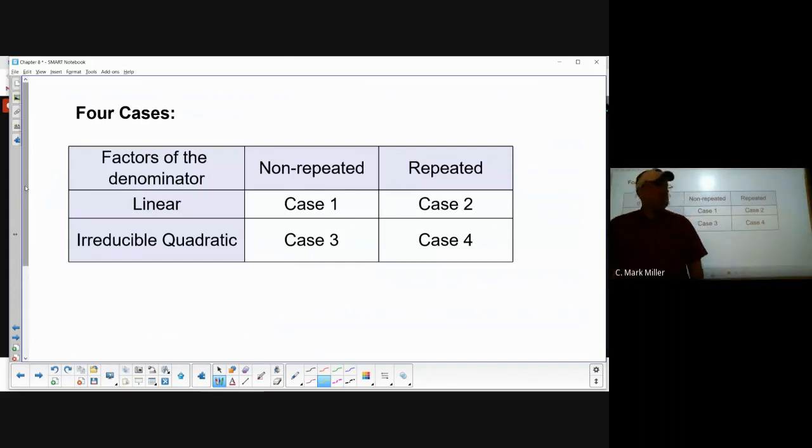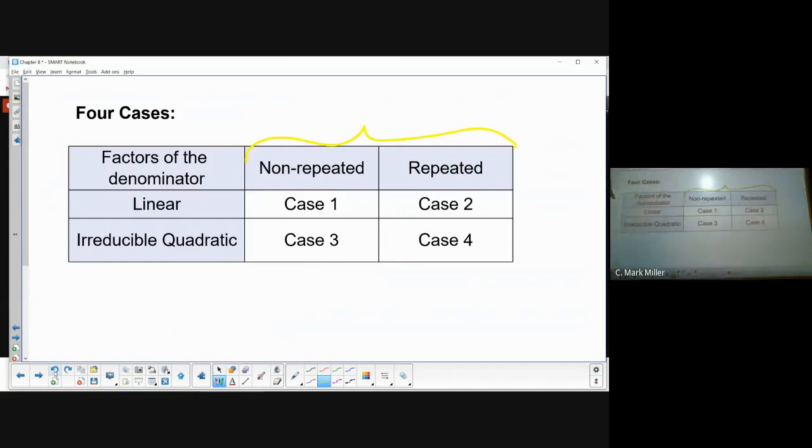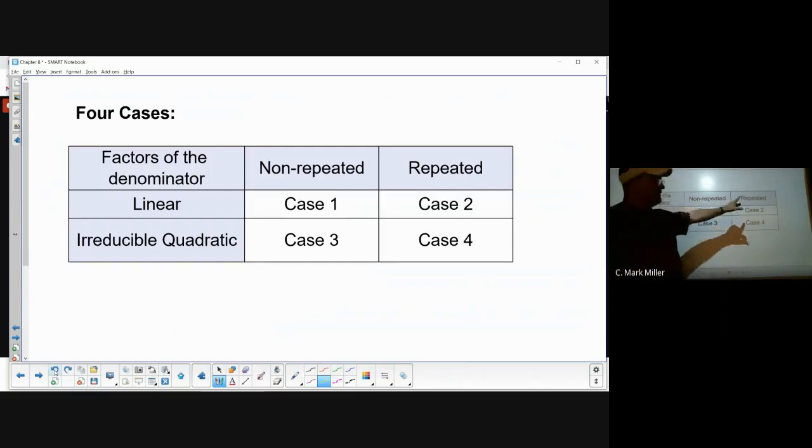All right. Case, basically, it depends whether you have linear or irreducible quadratic factors in the denominator, and are those factors repeated or not? We are going to cover probably case 1 and maybe some of case 2 today. And 3 and 4 will be later. They're more involved.